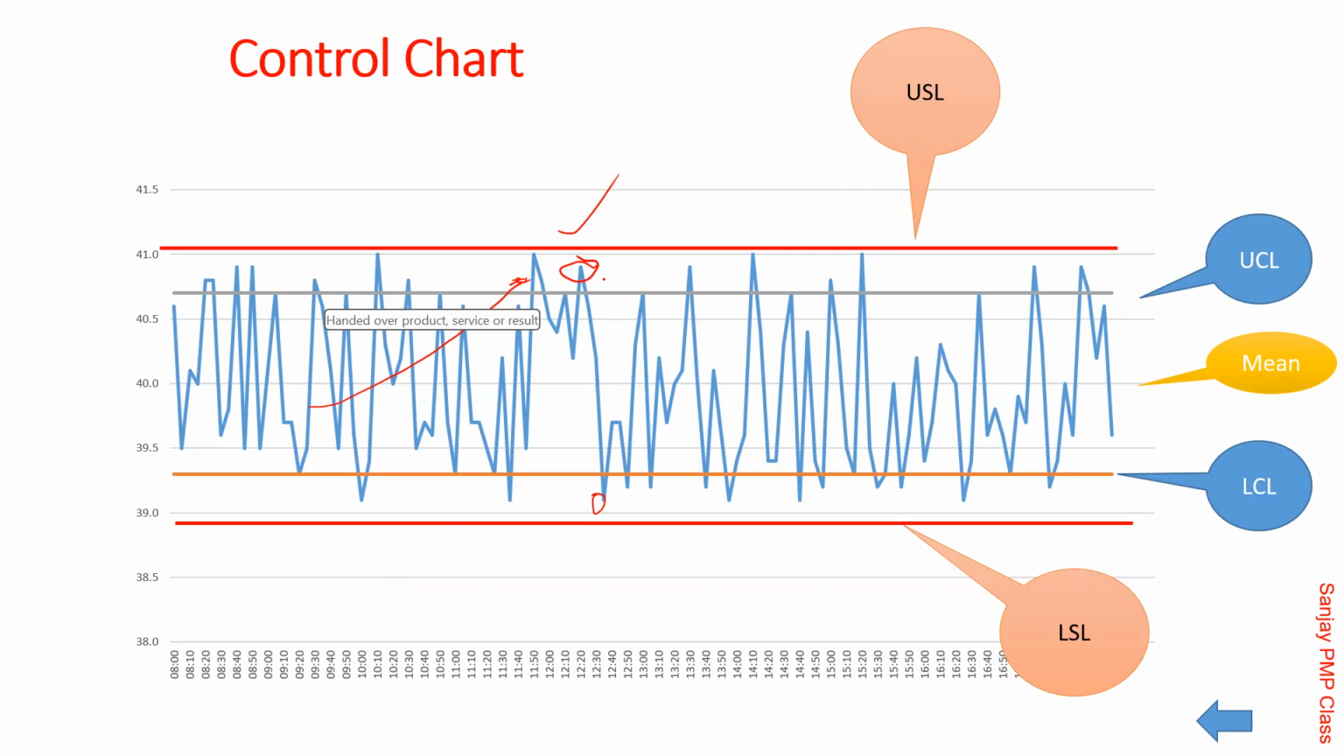That is obviously known. But apart from that, there is one more rule. They say that if there are 7 consecutive points, either all above the mean or all below the mean, again, you need to stop the process, irrespective of whether it is within the control limit or not.